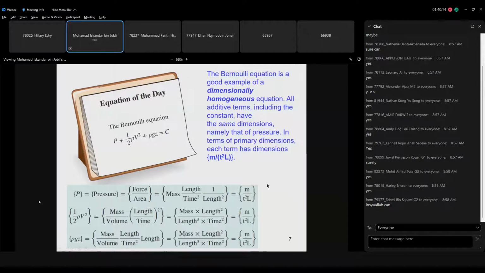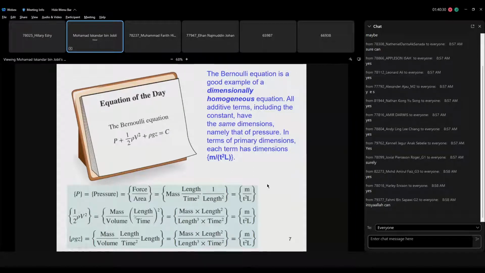What about the half mv square? Half rho v square: rho is mass over volume, and then you have the velocity, length over time square. If you were to expand this into its primary dimensions, this is what you would get.